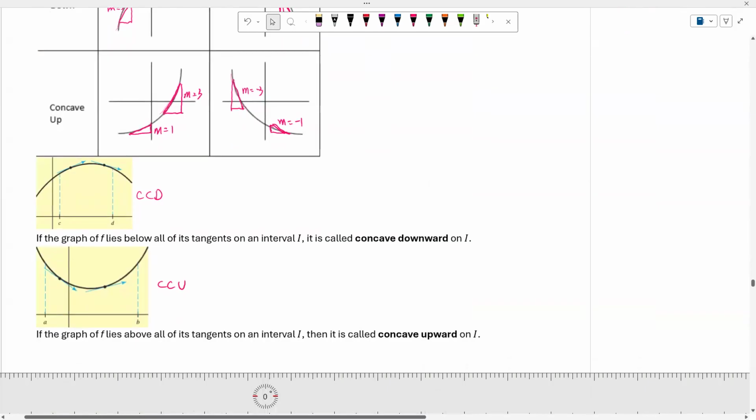We could also use a tangent line to help us identify the concavity. If the graph of f lies below all of its tangent lines, you see the tangent line is here, here, on an interval I, then it is called concave down. On the other hand, if the graph of f lies above all of its tangent lines on the interval I, then in this case right here, we have concave up.